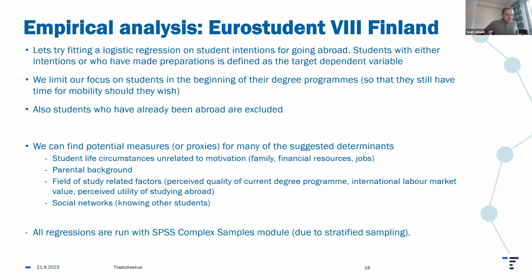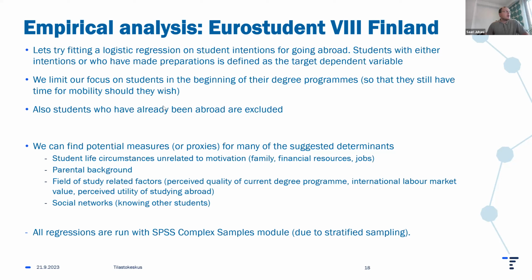So the empirical analysis I'm going to present follows the logic of fitting a logistic regression model on the outcome variable discussed before: whether or not a student has any intentions for student mobility during their current degree program. I'm omitting from the analysis all the students who, by the time of data collection, have already reported an outgoing mobility period, because I'm only interested in the intention and potential of students who have not yet decided to go abroad.